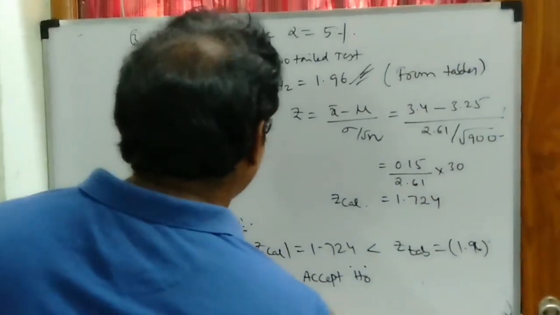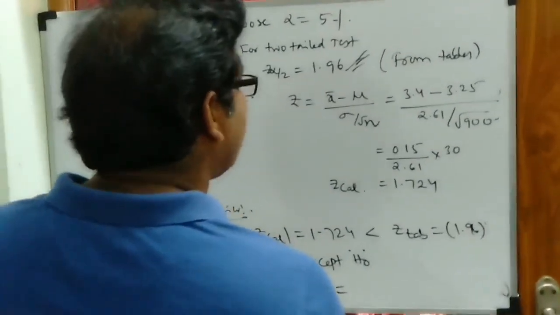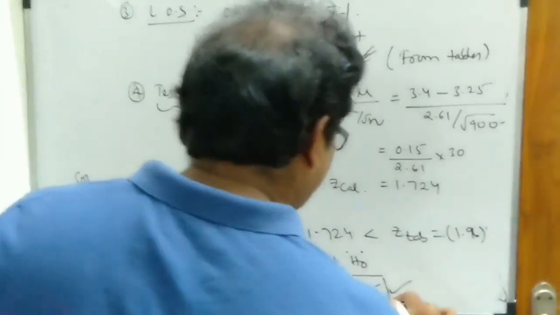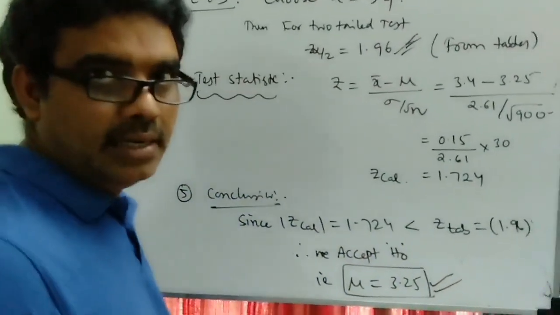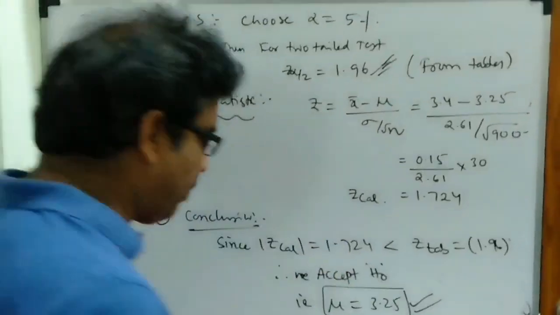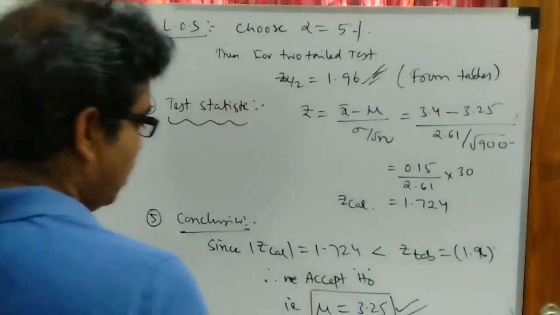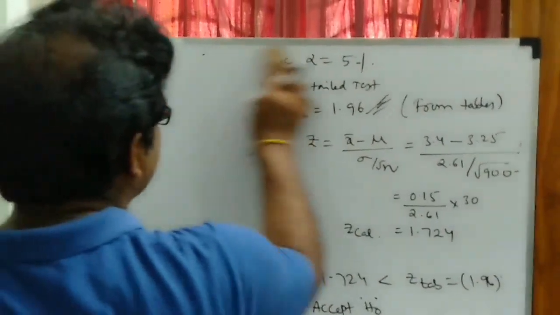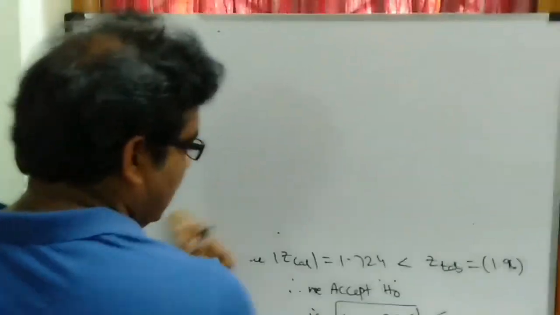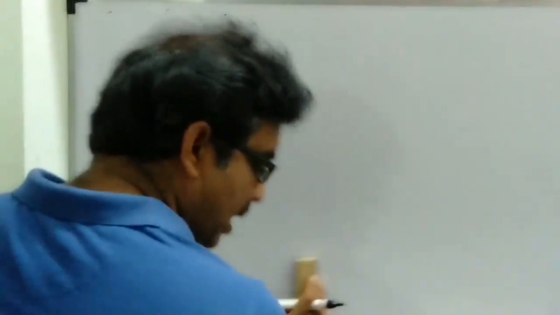That is, mu is equal to, what is the value of mu? 3.5 is the accepted value as far as the sample is concerned. That is the first part of the problem. We accept our hypothesis. We accept that population mean mu is equal to 3.25. That is the final answer for the first step. And then we go for the second part of the problem.